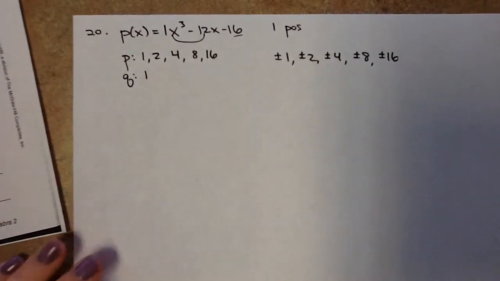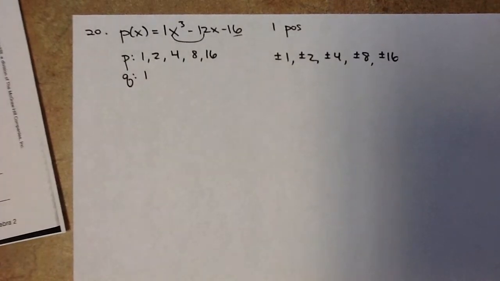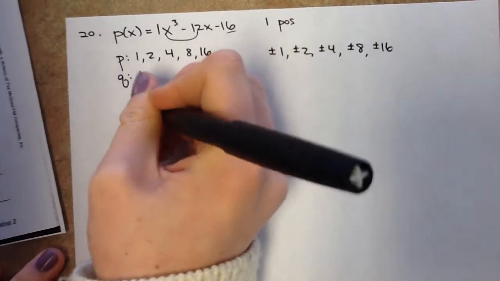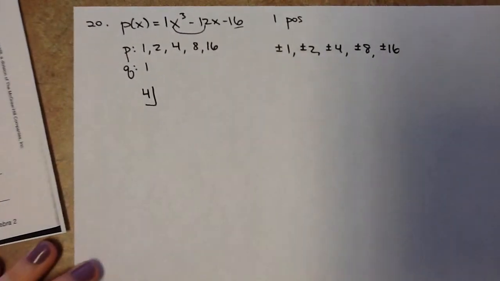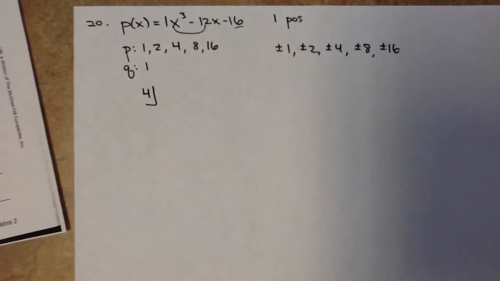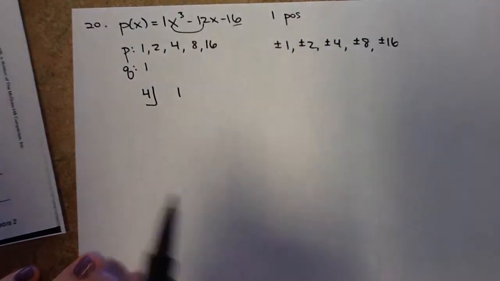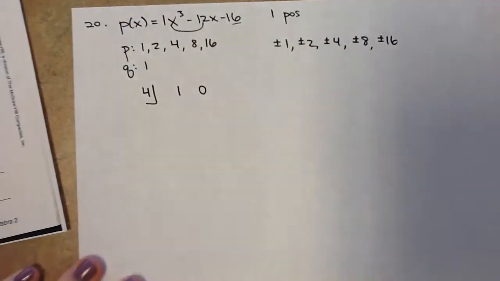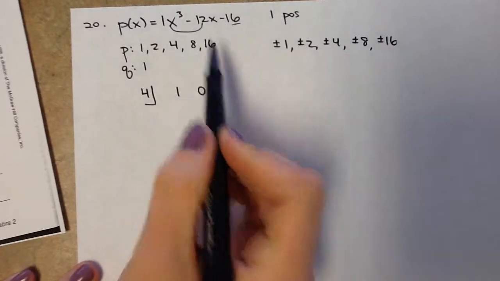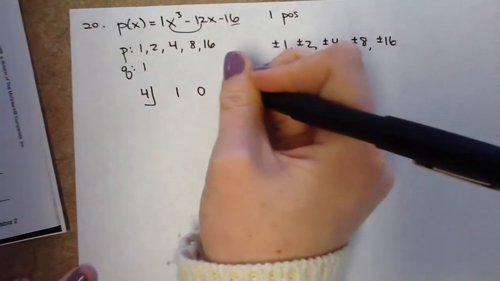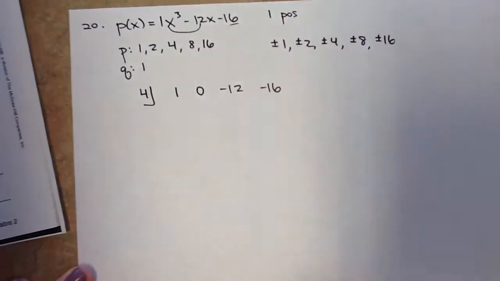Same process as before. I'm just going to push you in the right direction here. You could test out the 1, it won't work. You can test out the 2, it won't work. So let's jump right to the 4. Of course, this is trial and error for you guys, but you've seen synthetic substitution so many times, we know what we're looking at by now. 1x cubed, careful here, 0x squared. If you're missing a term, you use a 0 as a placeholder. Negative 12x and then minus 16.